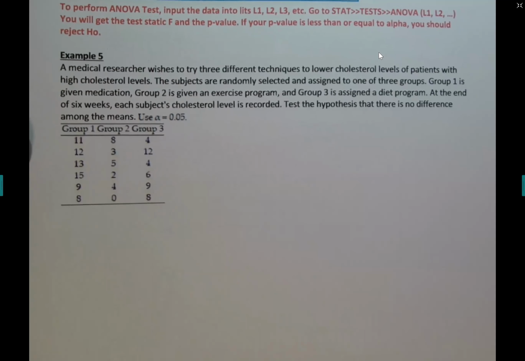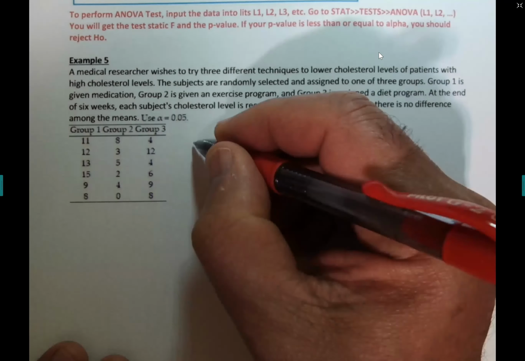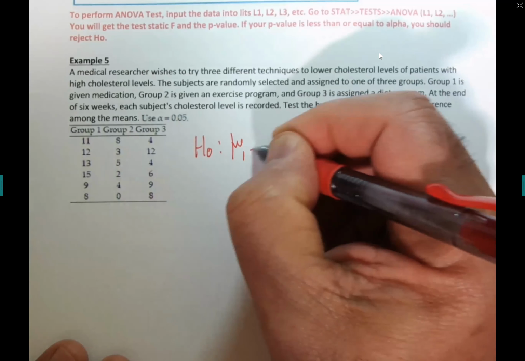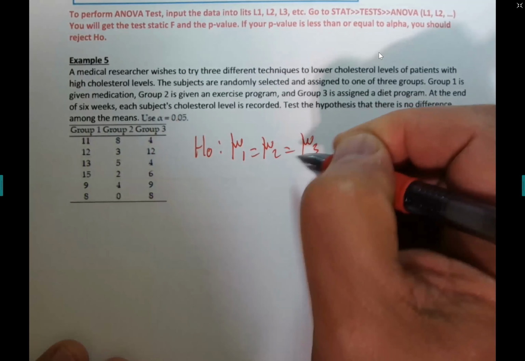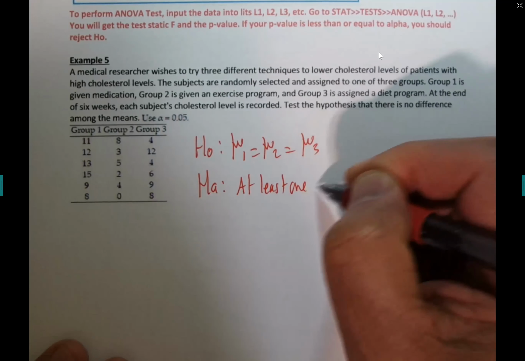You will see. A medical researcher wishes to try 3 different techniques to lower cholesterol levels of patients with high cholesterol levels. The subjects are randomly selected and assigned to one of the 3 groups. Group 1 is given medication, Group 2 is given an exercise program, and Group 3 is assigned a diet program. At the end of 6 weeks, each subject's cholesterol level is recorded. Test the hypothesis that there is no difference among the means. So guys, you start with H0: mu1 equals mu2 equals mu3. HA: at least one mean is different from the others, as I said.